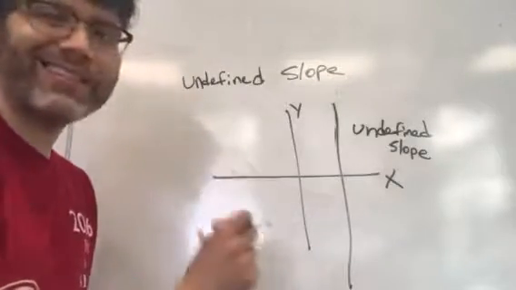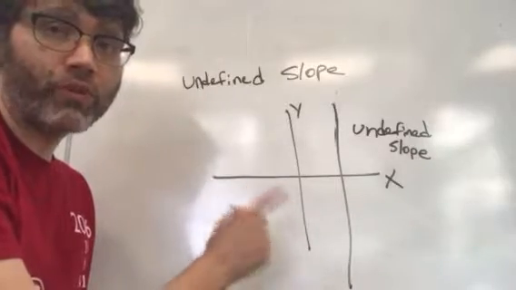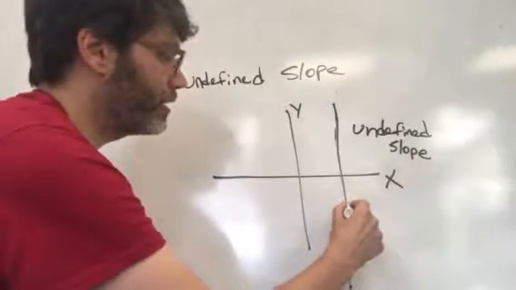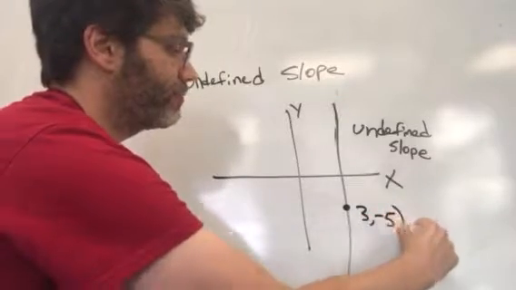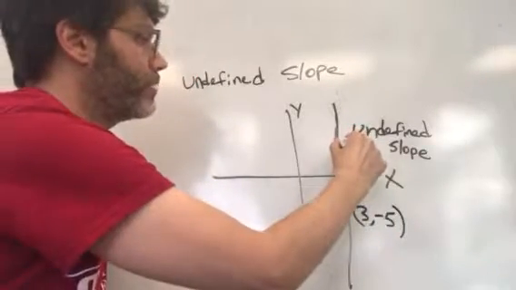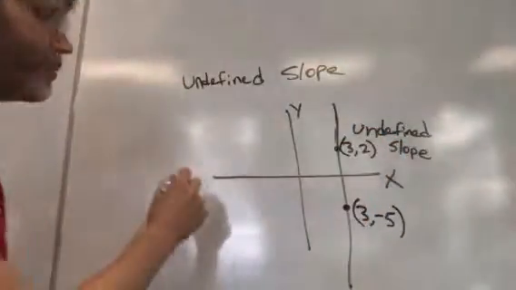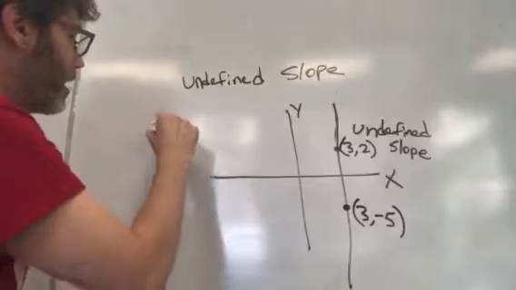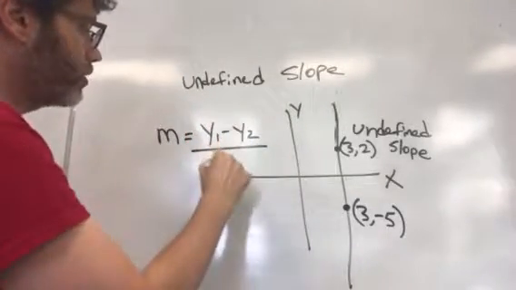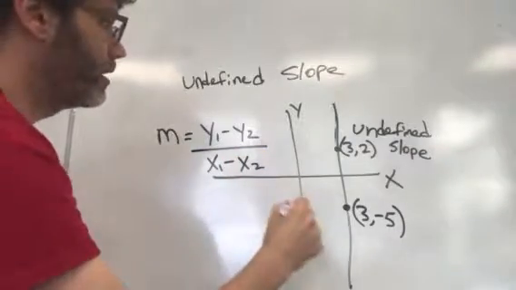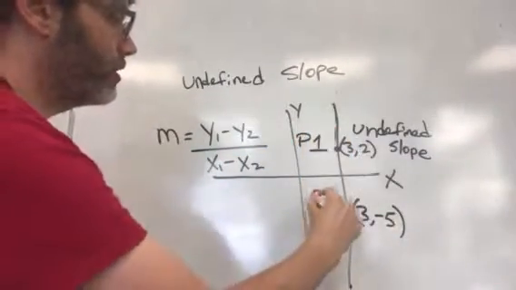If you were to find a slope algebraically using the slope formula, let's say this point right here was 3 comma negative 5, and let's say this point right here was 3 comma 2. We would use our slope formula. M, slope, is y1 minus y2 over x1 minus x2. Let's call this point 1, P1, and let's call this point 2, P2.